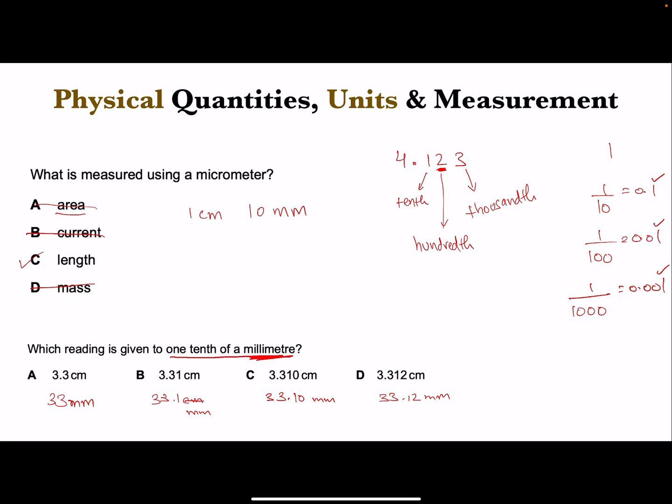So the only measurement that gives the value to 1/10 of a millimeter is option B. Options C and D also go beyond the 10th, but they go to the 100th. So we just want to see which goes to the 10th. So the correct option is B.